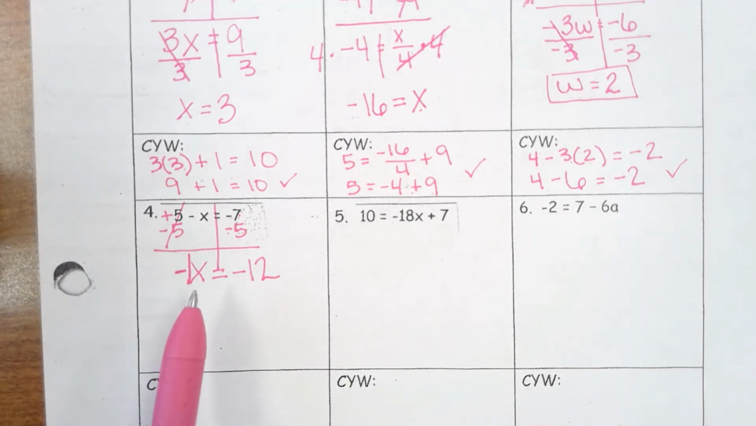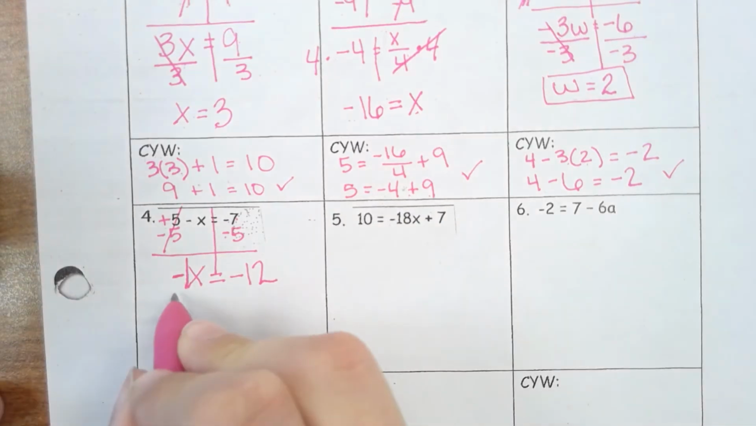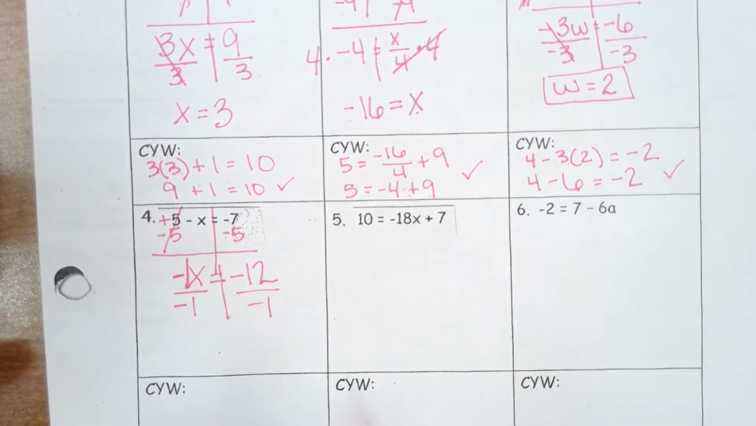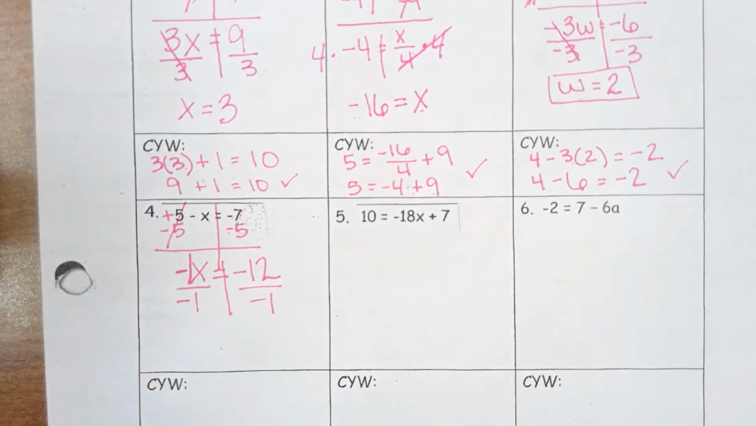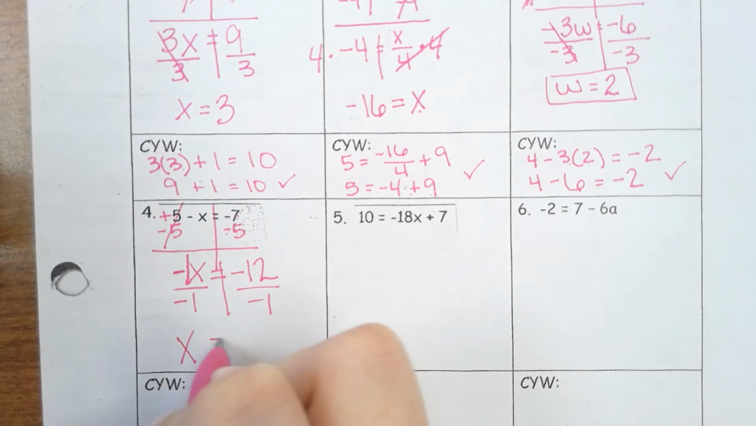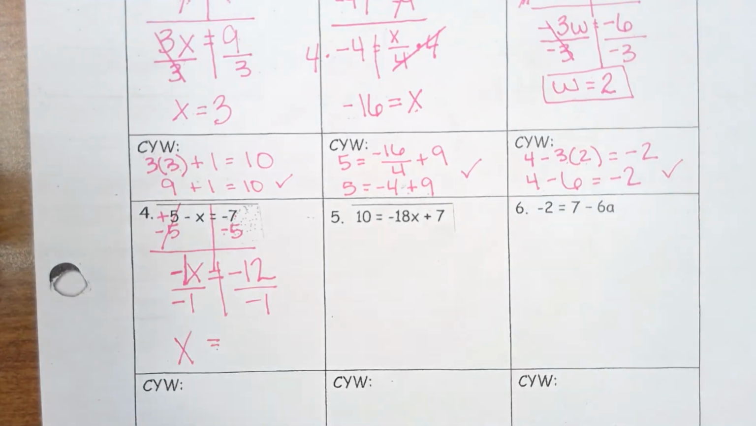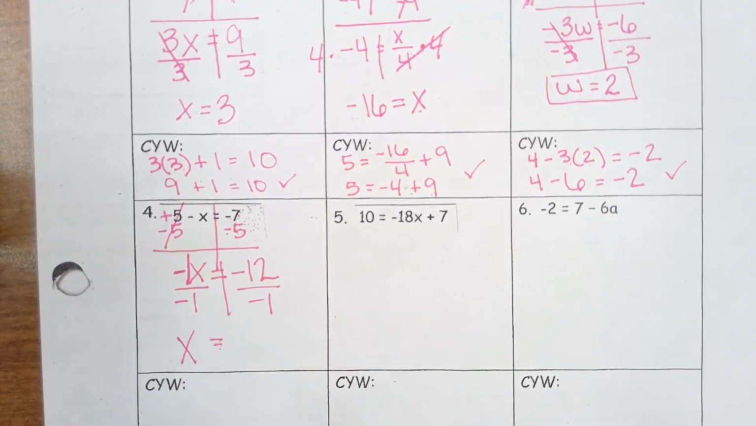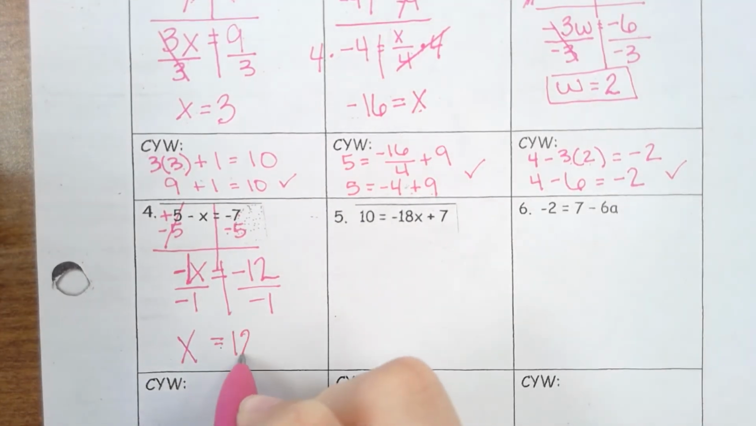And to do that, since the negative 1 and x are multiplying, the opposite of multiplying is to divide. So I need to divide by negative 1 on both sides of my equal sign, so that a negative 1 divided by a negative 1 now becomes a positive. So I have a positive x, or in other words, a positive 1x equals, and then negative 12 divided by negative 1 gives me a positive 12.